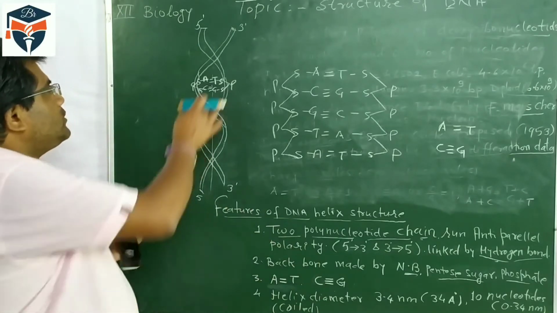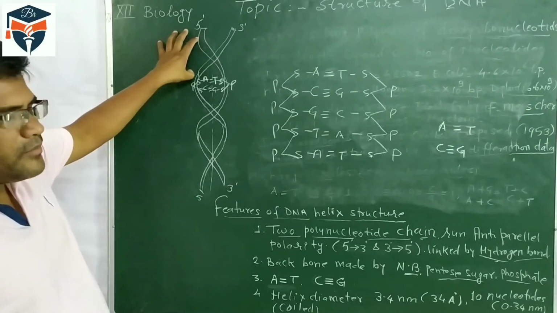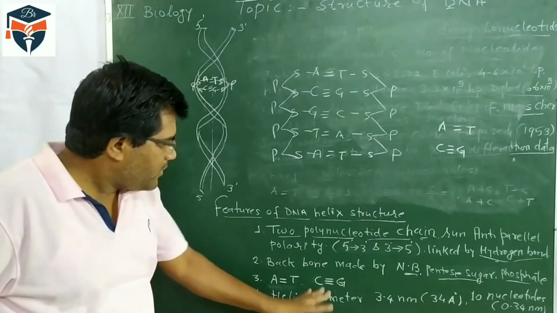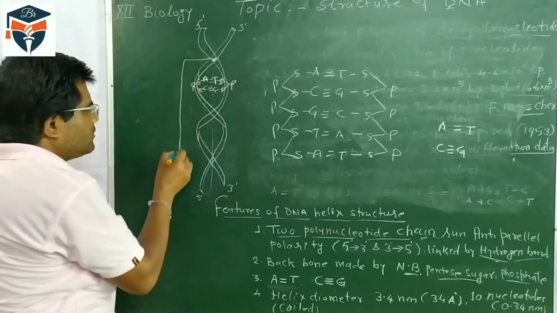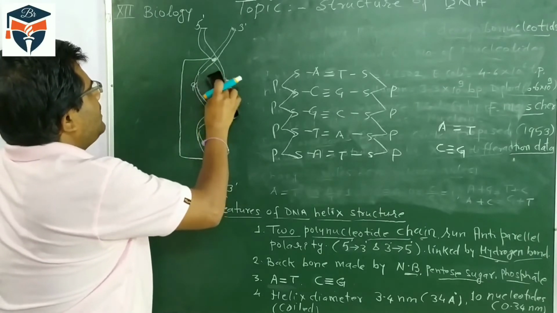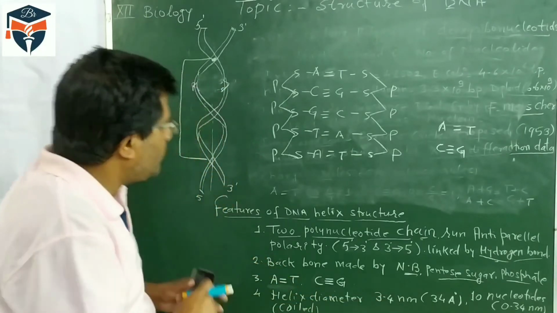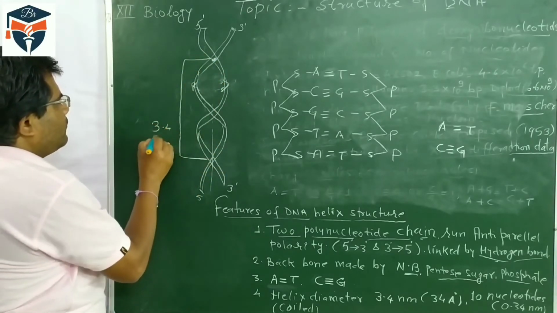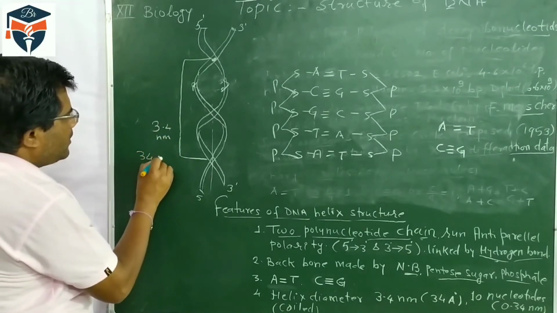Now, these two polynucleotide chains of the DNA coil around each other. And when they coil, they form the helix. Here I am mentioning this one is a single helix. In each helix, the diameter is 3.4 nanometer. So this is one helix structure and 3.4 nanometer. In angstrom, you will write 34.